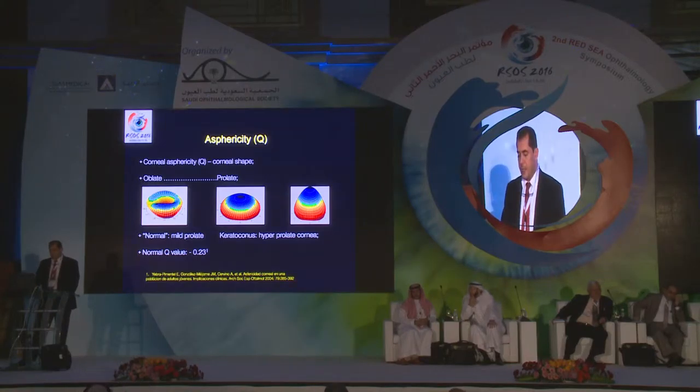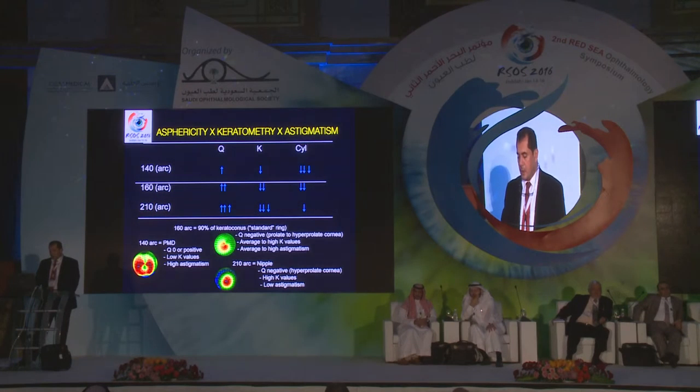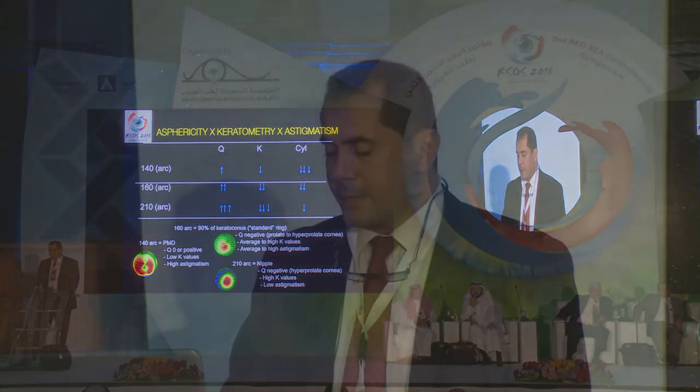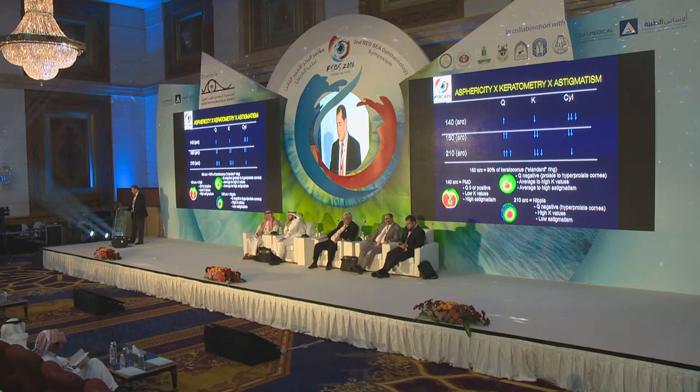the corneal asphericity, the corneal shape, oblate or prolate. The normal is mildly prolate; keratoconus is a hyperprolate cornea. The normal Q value is minus 0.23. Usually the 140 arc is used in PMD, where the Q is equal to zero or positive, with low K values or high astigmatism. The 160 arc is used in 90% of keratoconus as the standard ring. With Q negative, a prolate or hyperprolate cornea, average to high K values and average to high astigmatism, the 210 arc is for nipple keratoconus.